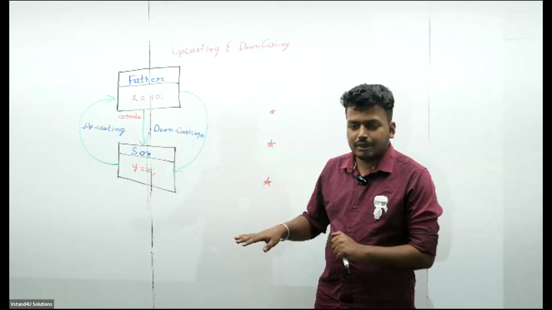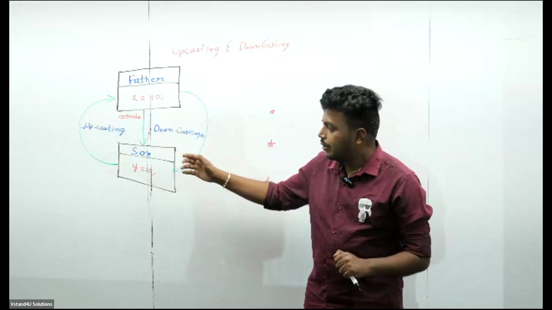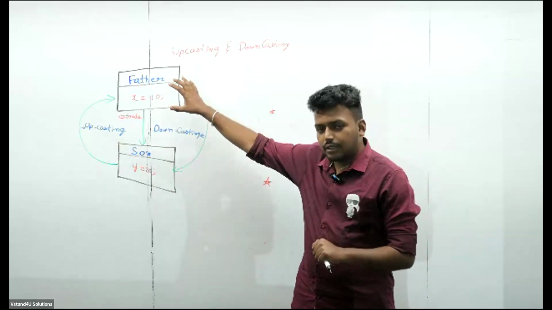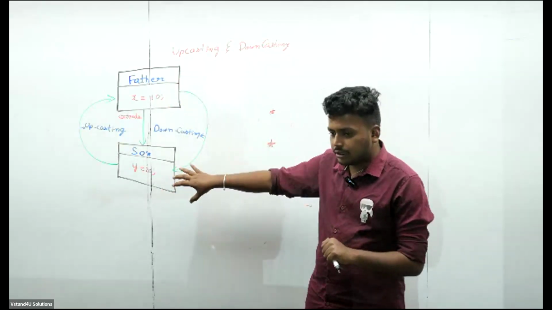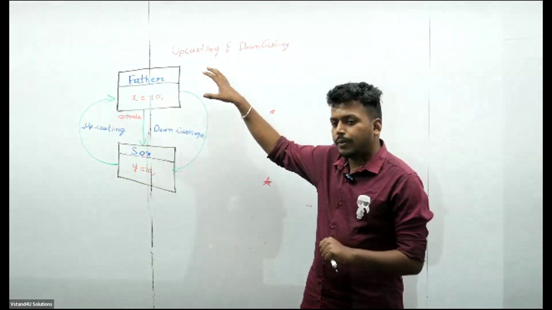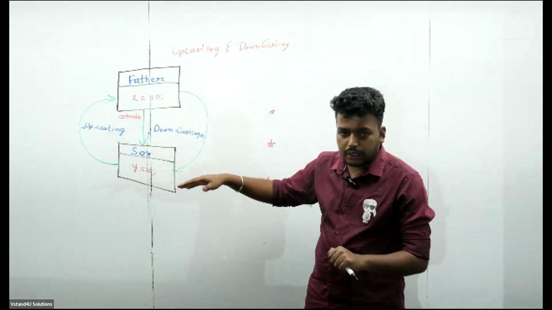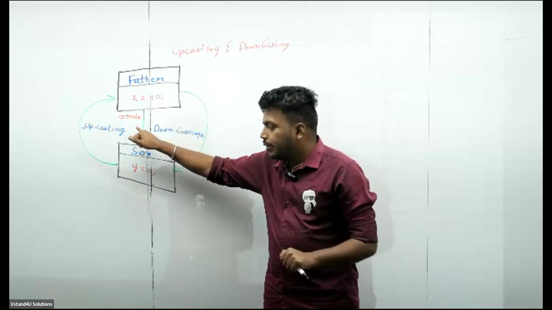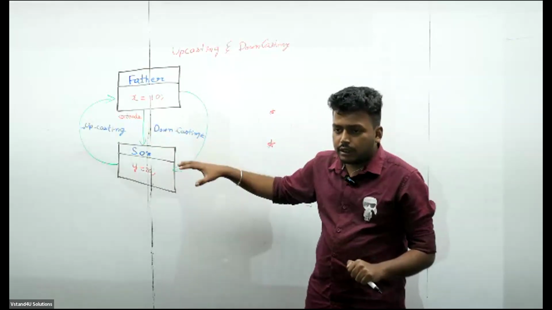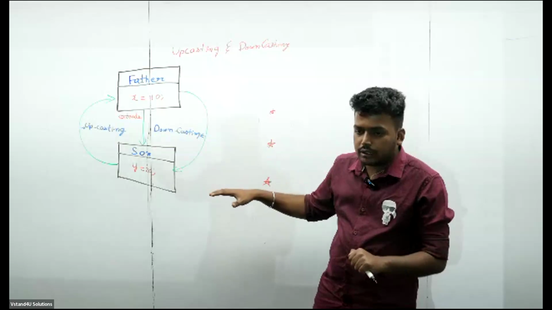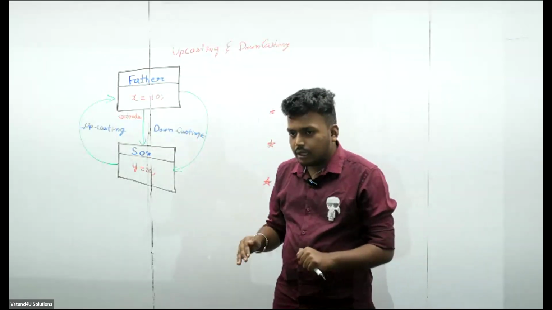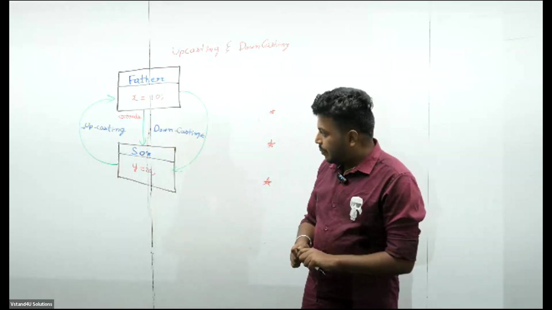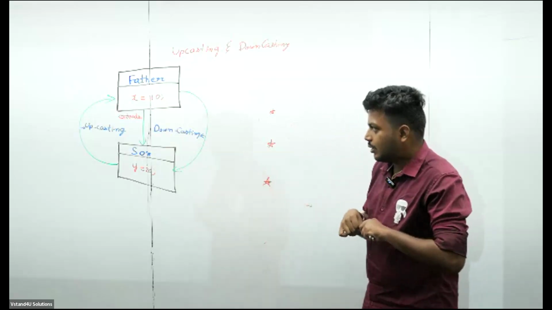Leave upcasting and downcasting aside. What am I doing here? It's an inheritance class diagram, right? There is a superclass called Father and a subclass called Son. In the superclass, it's storing x value as 10. In the subclass, it's storing y value as 20. Why am I using the extends keyword here? If it is an is-a relationship, if I'm doing inheritance, I need to use extends or implements. Extends.